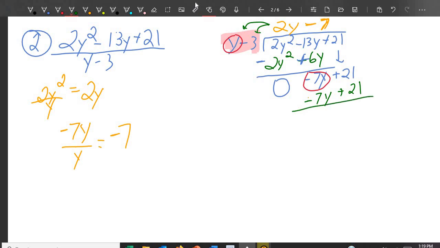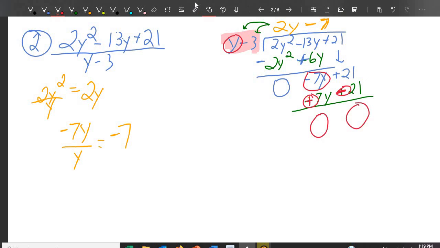Now we're at the point where we need to change the signs. Distributing a negative means we're changing the sign. So this becomes a positive, and this becomes a negative. When we combine those together, we get 0. When we combine these together, we get 0. So this one has no remainder at all.